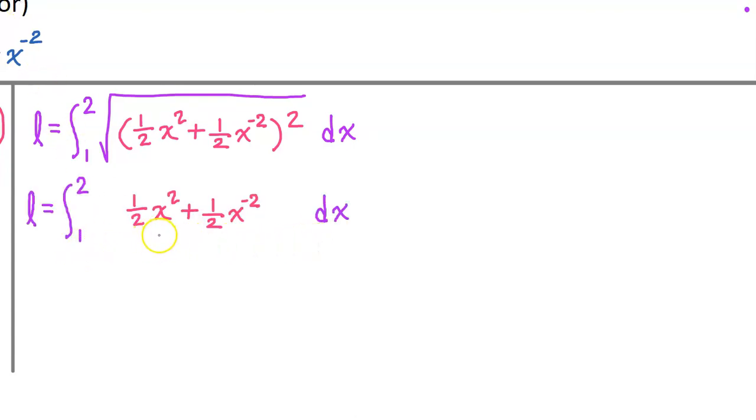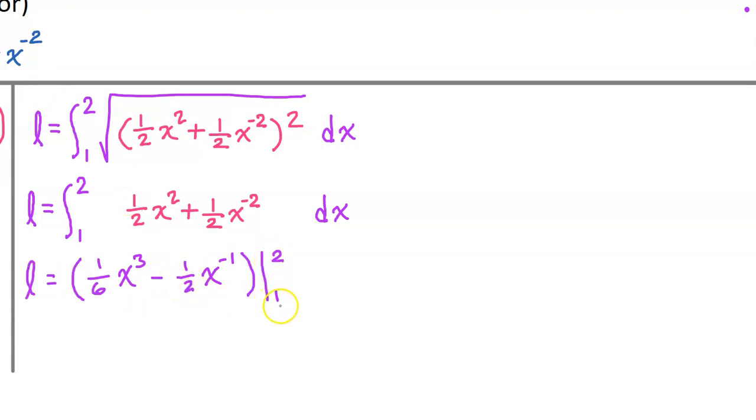Let's take the antiderivative term by term. Increasing this exponent by 1, we have x to the third power. Then we divide by the new exponent. 1/2 divided by 3 is 1/6. Moving on, increasing this exponent by 1 gives us x to the negative 1 power. Dividing positive 1/2 by the new exponent of negative 1 gives us negative 1/2.